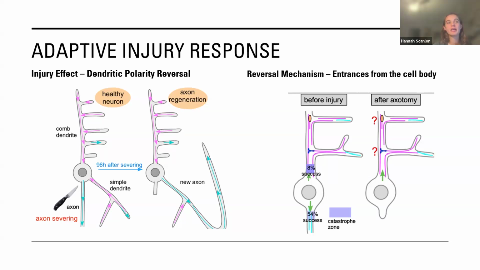However, after injury, we see that success rate increase dramatically. In a region that used to be 100% minus end out, we're now seeing this influx of plus end out polarity from the cell body. So that raises the question: is this just an artifact of some other mechanism that is producing this reversal? Or is this perhaps a mechanism that can produce this reversal in polarity in our system?